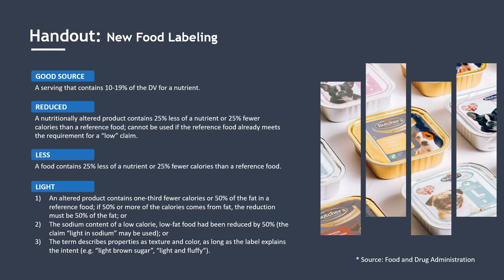Light. An altered product contains 1/3 fewer calories or 50% of the fat in a reference food. If 50% or more of the calories comes from fat, the reduction must be 50% of the fat. Or the sodium content of a low-calorie, low-fat food has been reduced by 50%. The claim light in sodium may be used. Or the term describes properties such as texture and color, as long as the label explains the intent. For instance, light brown sugar, or light and fluffy.